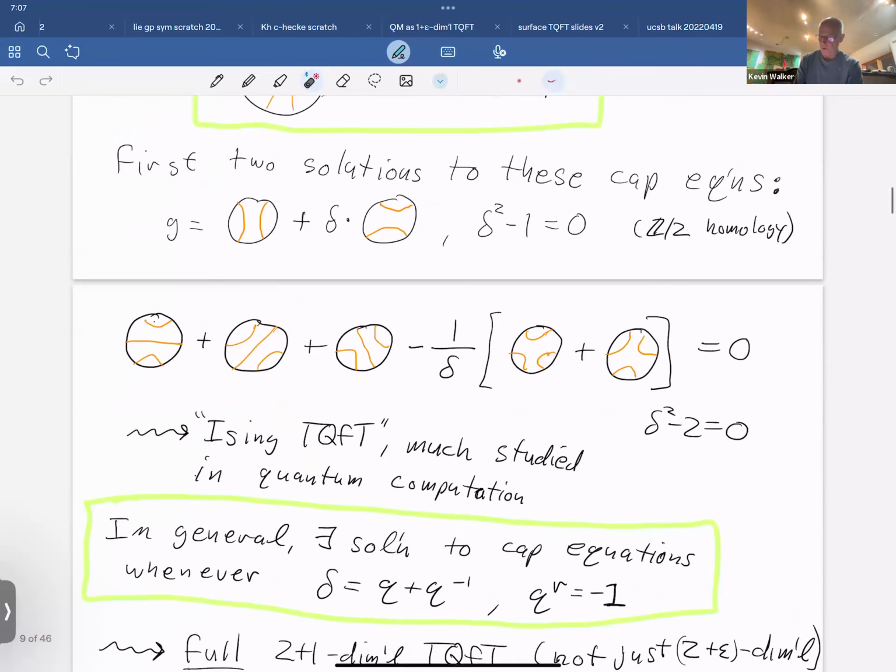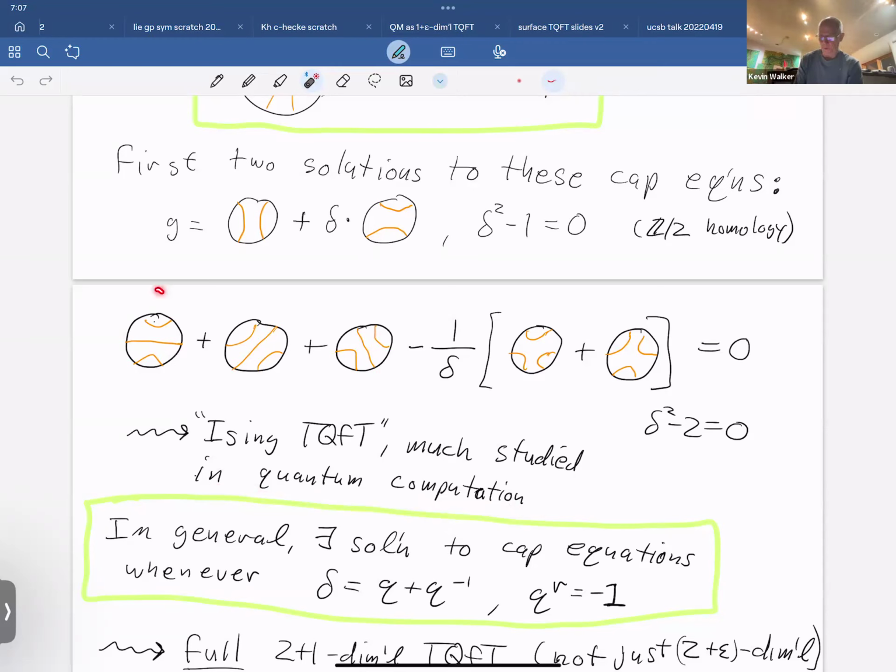And the first solution looks like this. And that leads to a TQFT that looks like Z2 homology. So this is not very exciting. It's just a repackaging of classical invariance. But the next solution, with 6 points on the boundary, yields the so-called Ising TQFT, or maybe the double of it. And it's much studied in quantum computation, and it's an interesting thing.